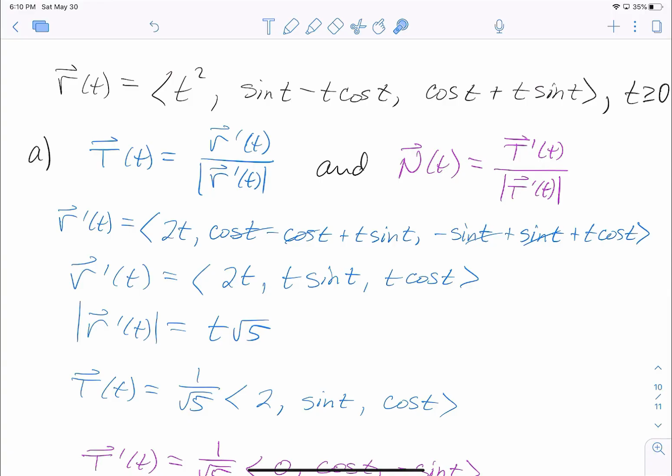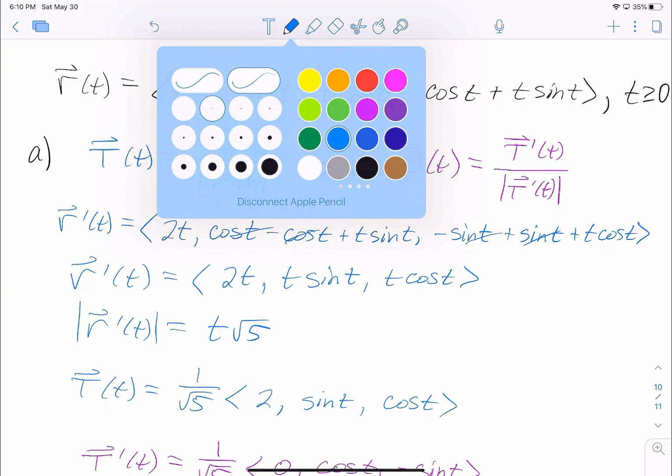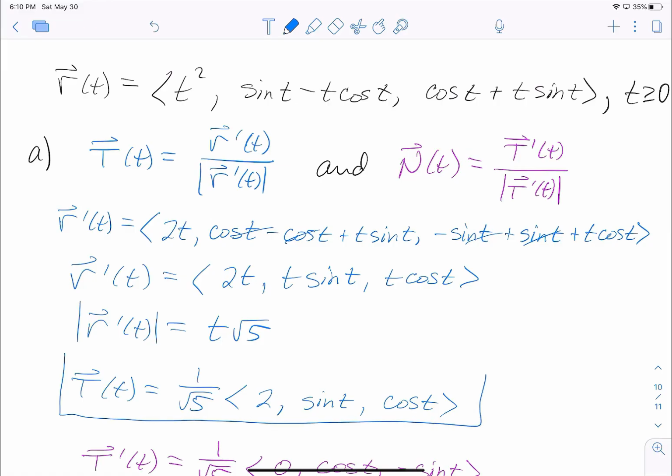Since the magnitude of r' is t times the square root of 5, and all of our components have a factor of t, the t's divide out, so the unit tangent vector T(t) is equal to 1 over the square root of 5 times the vector ⟨2, sin t, cos t⟩. That is a sufficient form of the final answer. You could distribute the 1 over square root of 5 if you wanted to. I just chose not to.